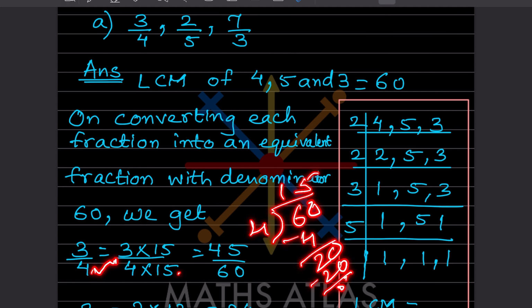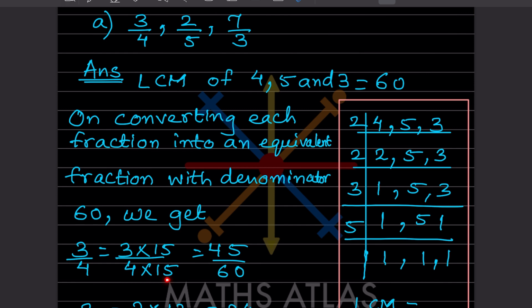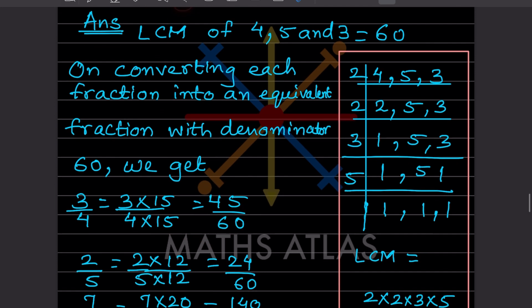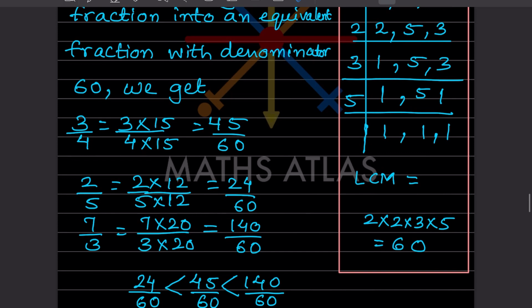Here you have to multiply by whatever you get over here, that is, the quotient. Whatever number you multiply the denominator by, the same number should be multiplied in the numerator. So 15 3s are 45 and 15 4s are 60. The same you will do for 2 by 5. We have to make the denominator 60. So now look here: 5 times 12 is 60, and 12 times 2 is 24.